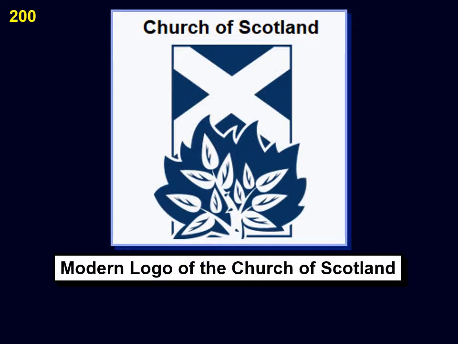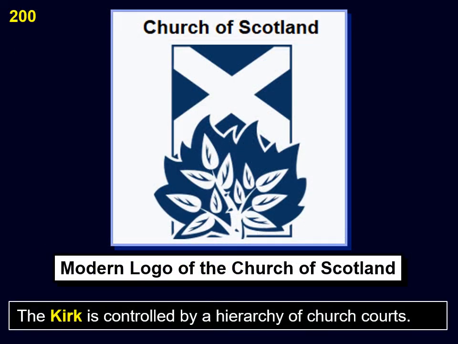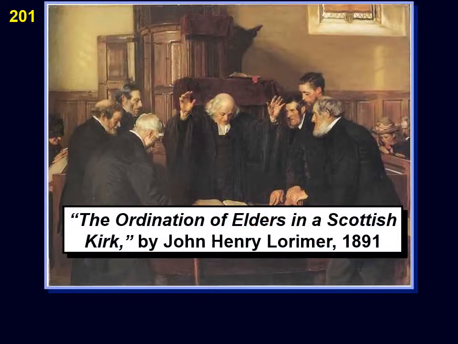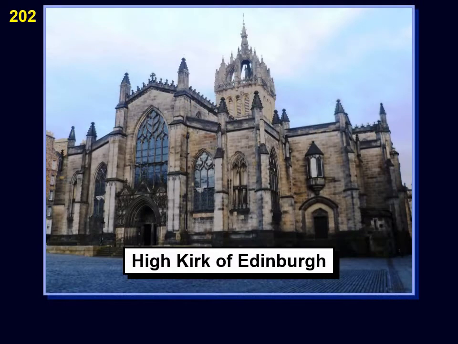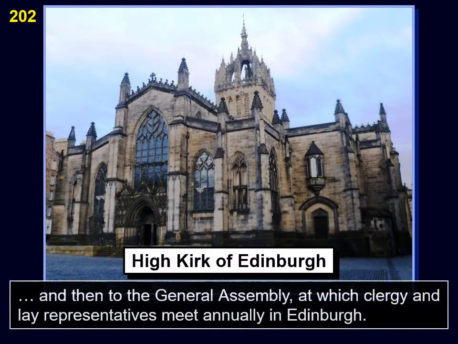The Kirk is controlled by a hierarchy of church courts. These range from the Kirk session, governing the affairs of a congregation, up to the presbytery, covering a group of parishes, and then to the General Assembly, at which clergy and lay representatives meet annually in Edinburgh.